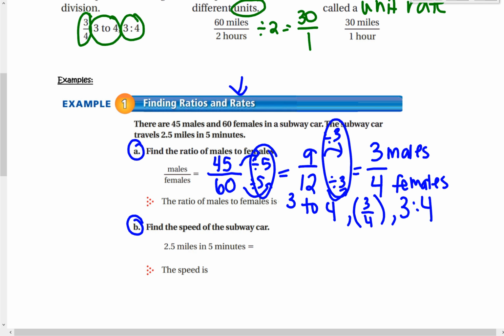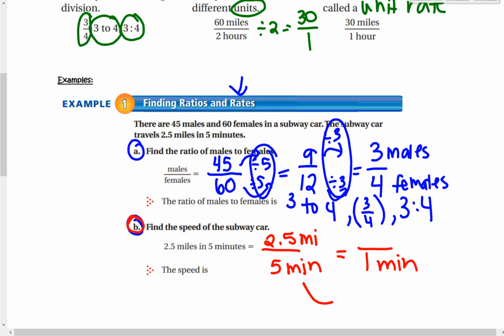Part B is going to ask us, and we're going to do this in a different color, find the speed of the subway car. Well, they told us 2.5 miles in 5 minutes. Okay, in order to find the speed, we want to know how fast it goes per 1 minute. All right, so let's start this off. We're going to use fractions again. So we have 2.5, and that's miles, every 5 minutes. Okay, we want it to get equal to 1 minute to know how fast it travels every minute.